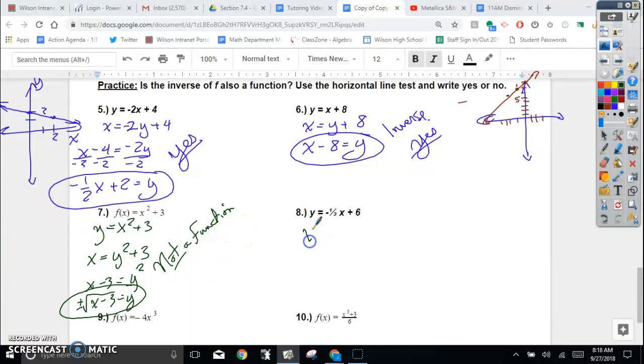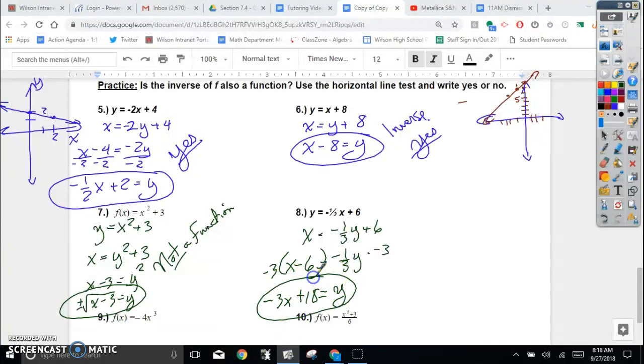Let's switch x and y here. Got negative 1/3 y plus 6. So I'm going to subtract 6 over. And then I'm going to multiply both sides by negative 3. So that makes this positive y, negative 3x, plus 18. Okay, and this one's going to be yes. That will be a function. All right?